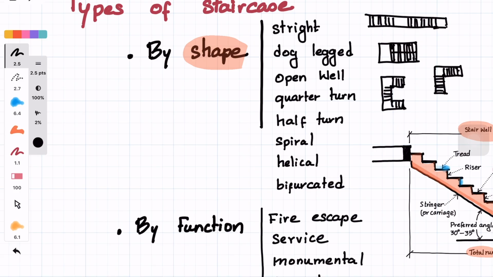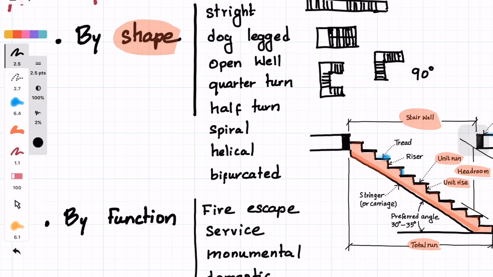Half turn is U-shaped, which is similar to our open well. Half turn staircase is generally U-shaped with 180 degree turning. Quarter turn staircase is L-shaped. The flight of the stairs turns 90 degrees at the landing, changing the direction from left to right.